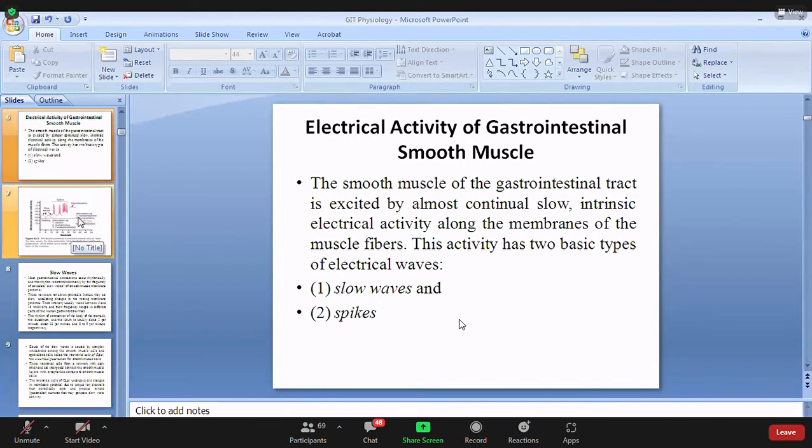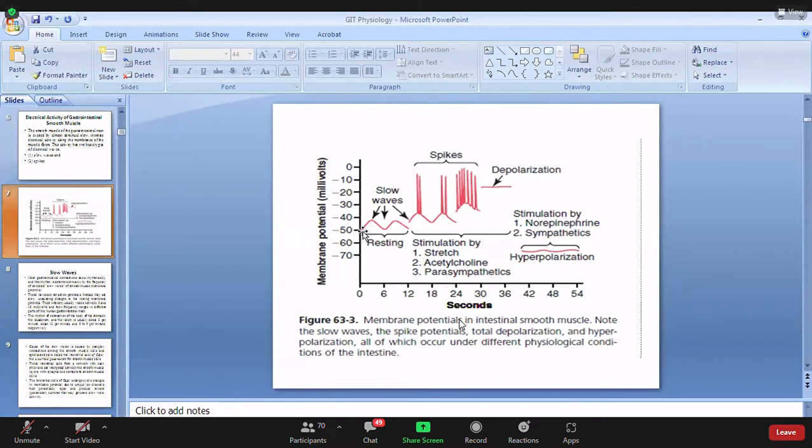The smooth muscles of the GI tract is almost always excited by continuous slow intrinsic electrical activity along the length of the muscle fiber. And one is slow wave and another is the spike. That I think you have already understood that the slow wave is not the actual action potential, but it produces the base for producing the action potential, that is the spikes. তাই না? এটুকু বুঝো তোমরা? Do you understand up to this?